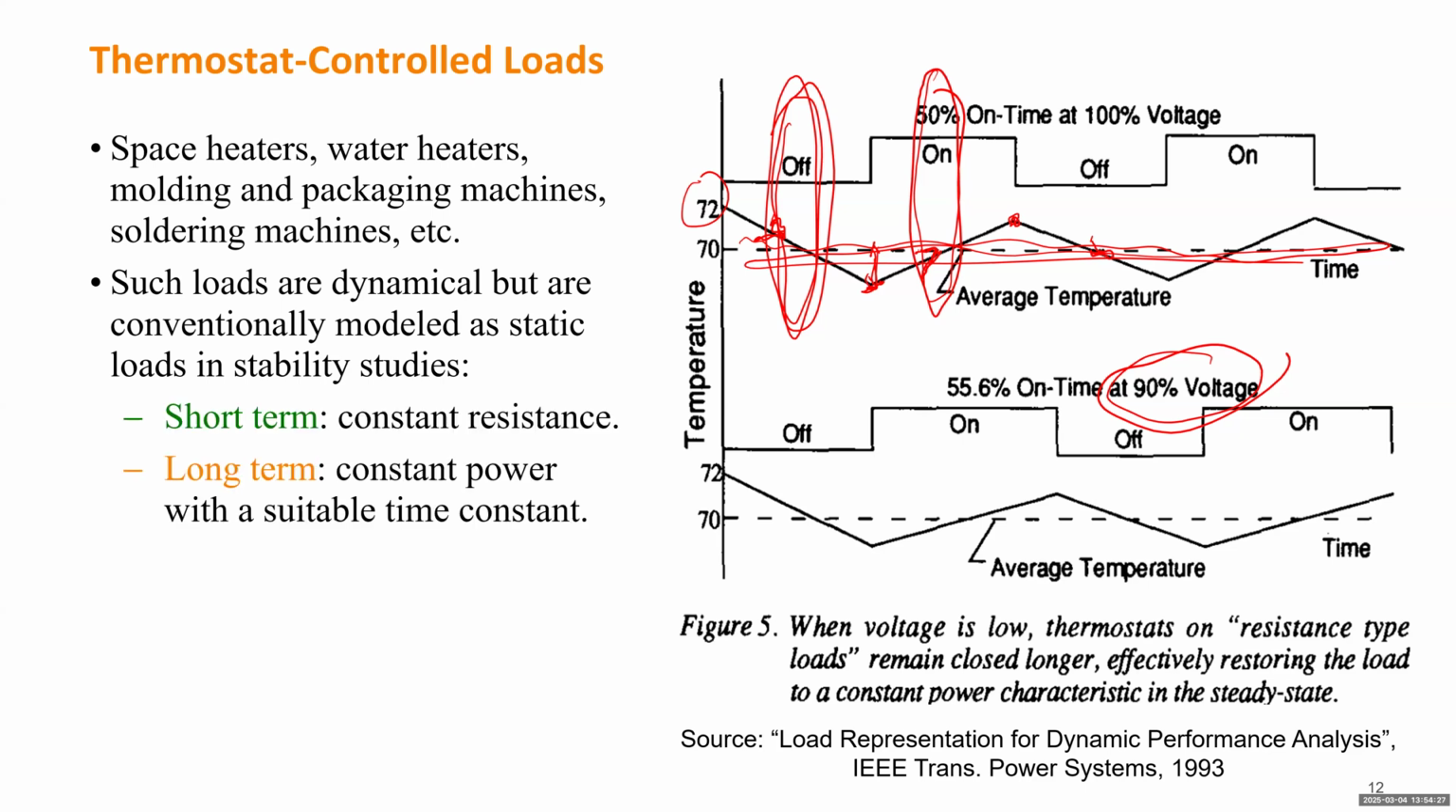So the question is how to model such a load, which really depends on the time frame of your stability study. If you study transient stability, which only happens in 5 or 10 seconds, that's not long enough to have the AC switch from one state to another, so you can treat it as a constant impedance load. But if you do a long-term stability study, like a voltage stability study, the scenario usually can take maybe tens of minutes from the beginning until the system finally collapses. Then you may need to consider this load as a constant power load.